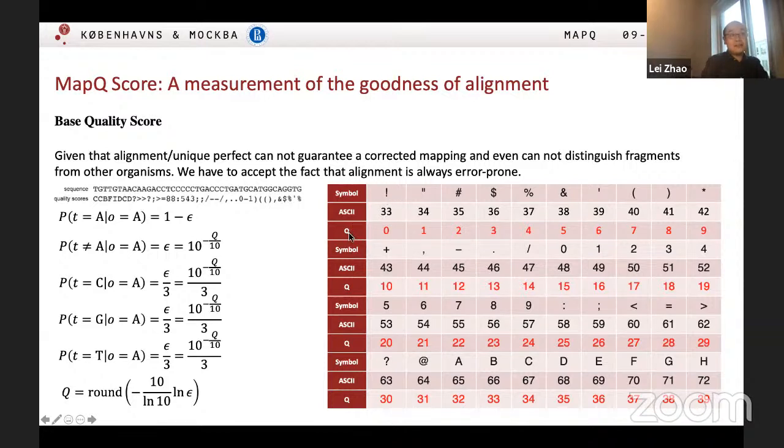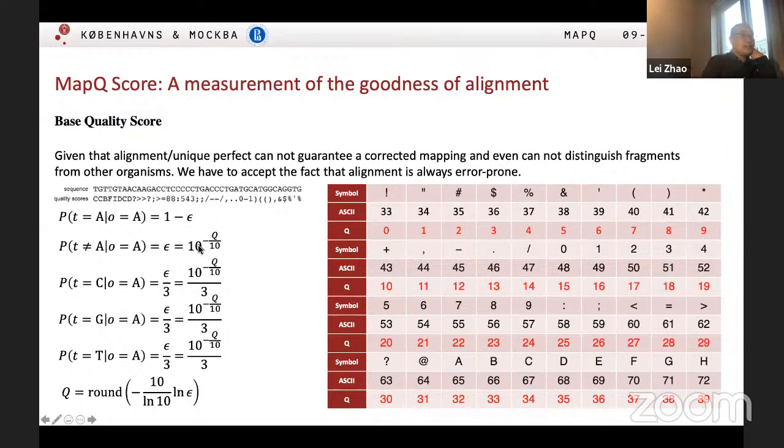And the Q score is just an offset of the ASCII number. So this bracket means 7, and so on and so forth. This is also called the Phred scale score. It is defined this way.